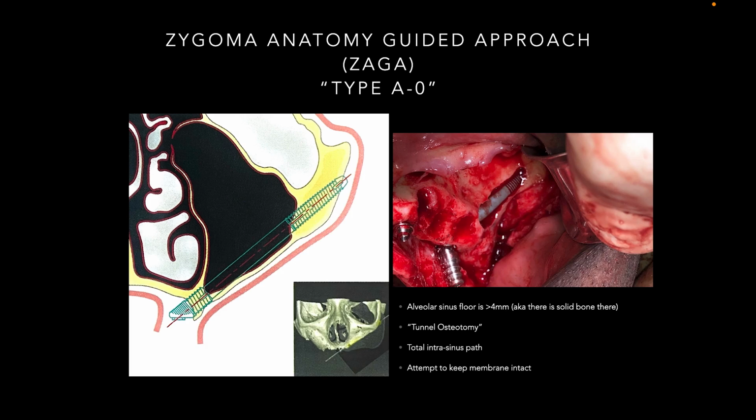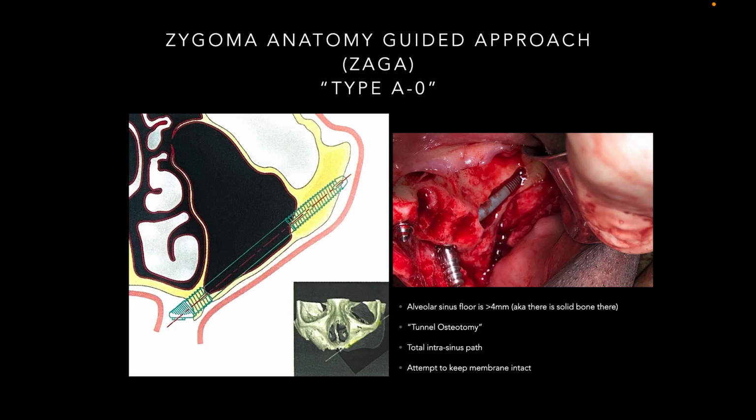So here I'll do a tunnel osteotomy. Basically, the implant's going to have an intrasinus path. I've lifted the membrane back. That opening hopefully is the size of the implant, or just a little bit bigger if necessary. And we place the implant. So you're engaging not only at the apex, but you have some engagement at the crest as well.